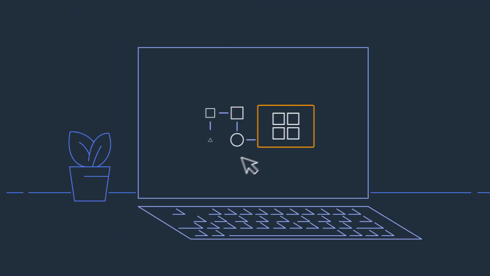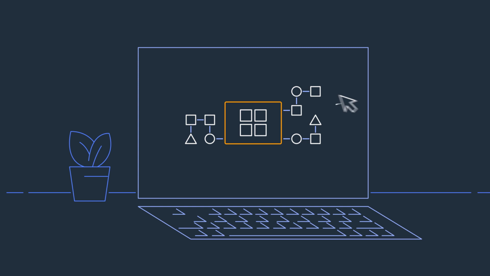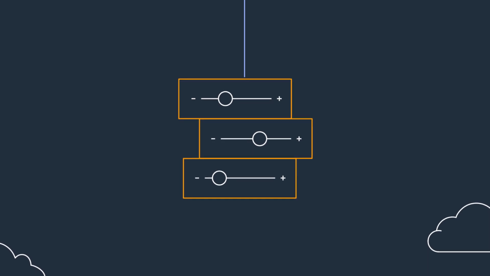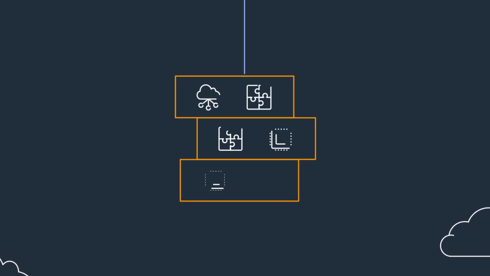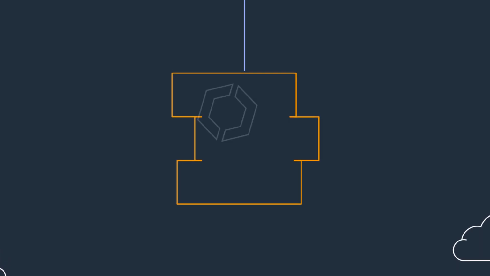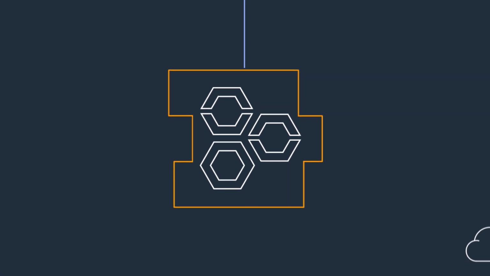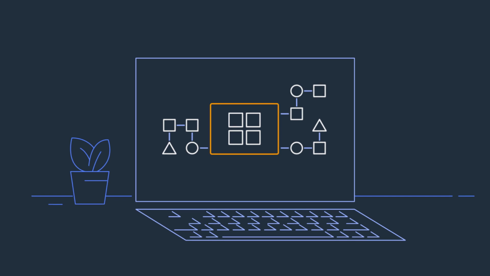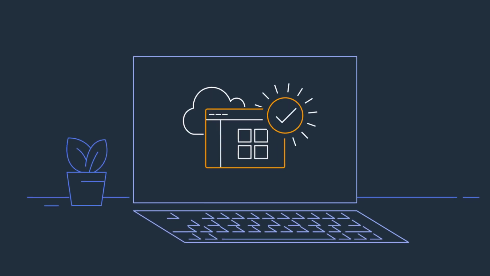Whether you use them alone or combine them in larger architectures, building with these vetted, reusable patterns will get your project done faster. The default settings for the services used in any given pattern are configured with the AWS Well-Architected Framework in mind. So, by starting with the available patterns, it's easier for you to quickly and consistently create well-architected workloads.